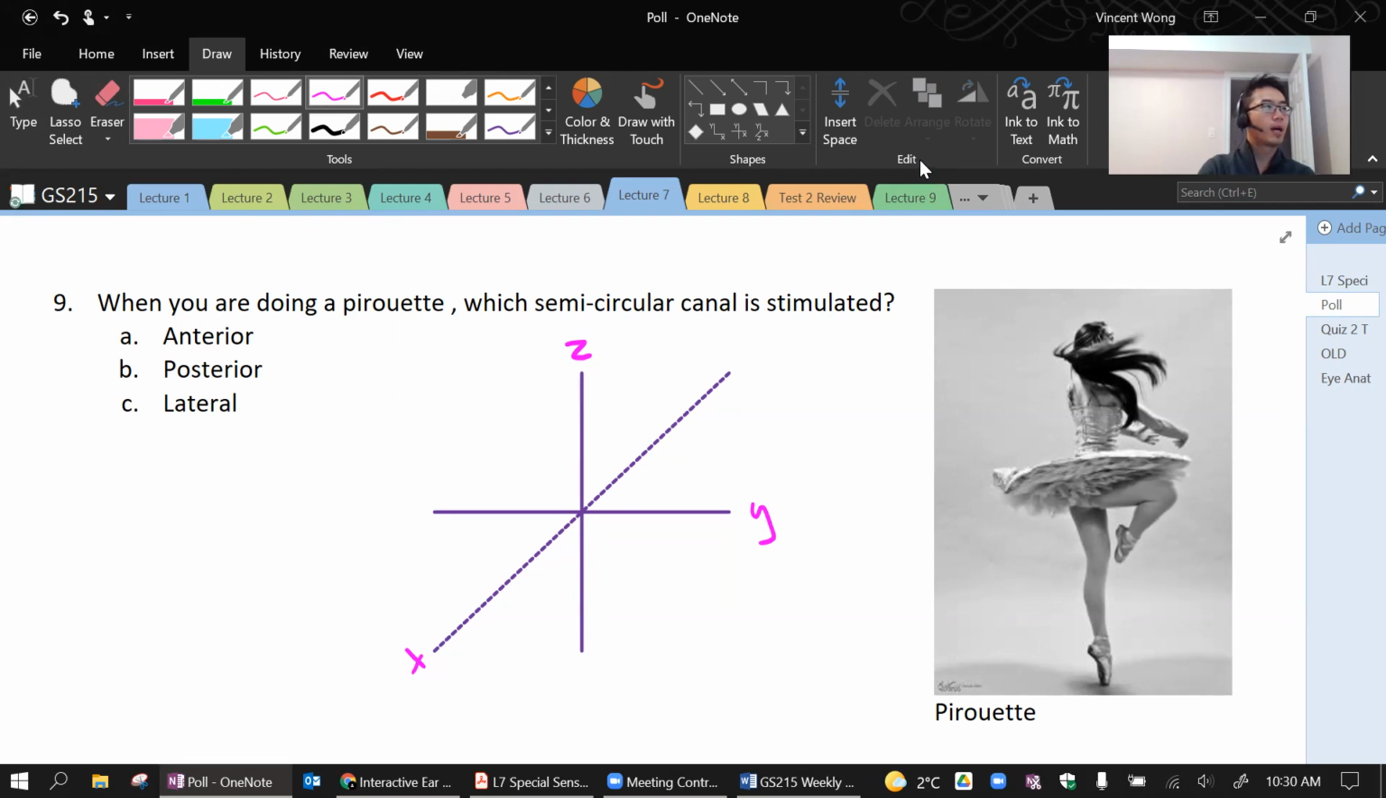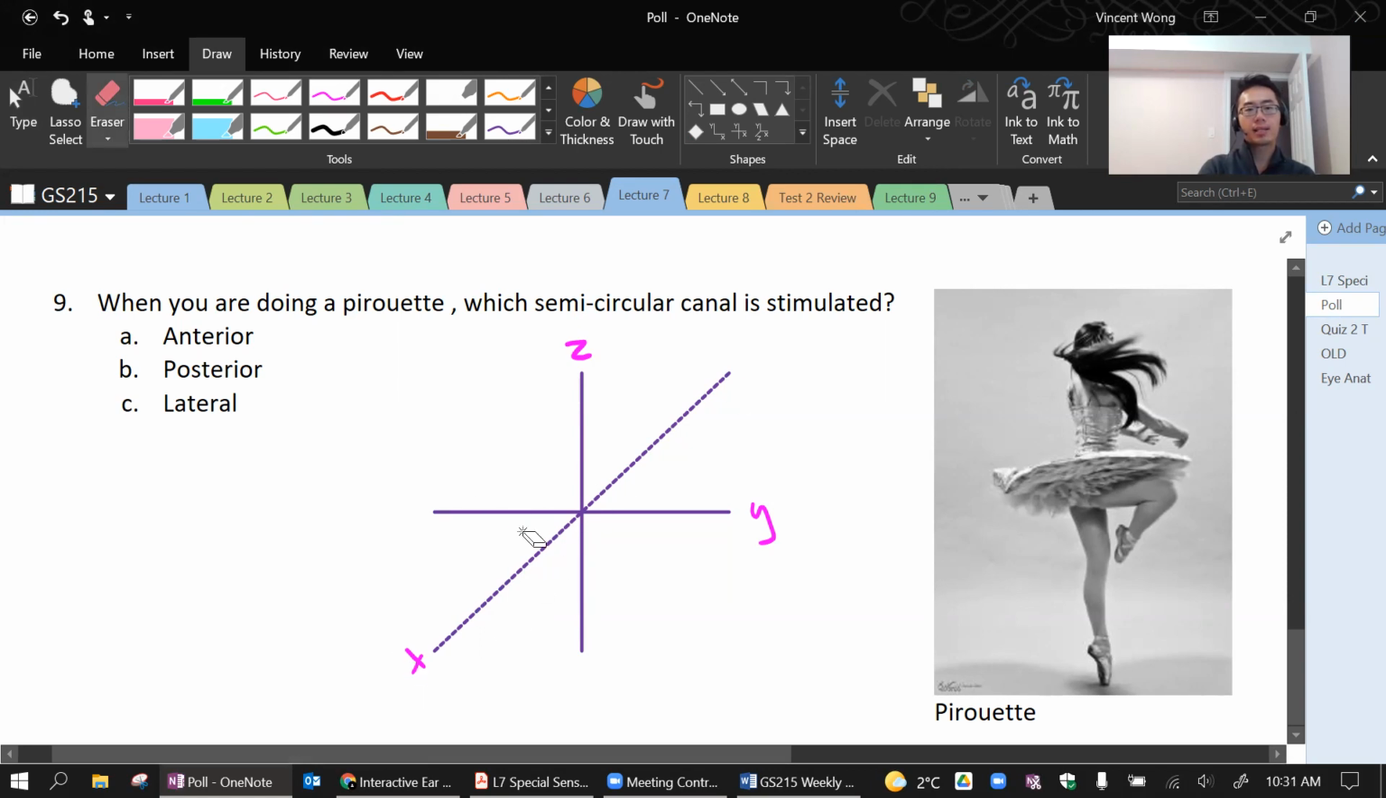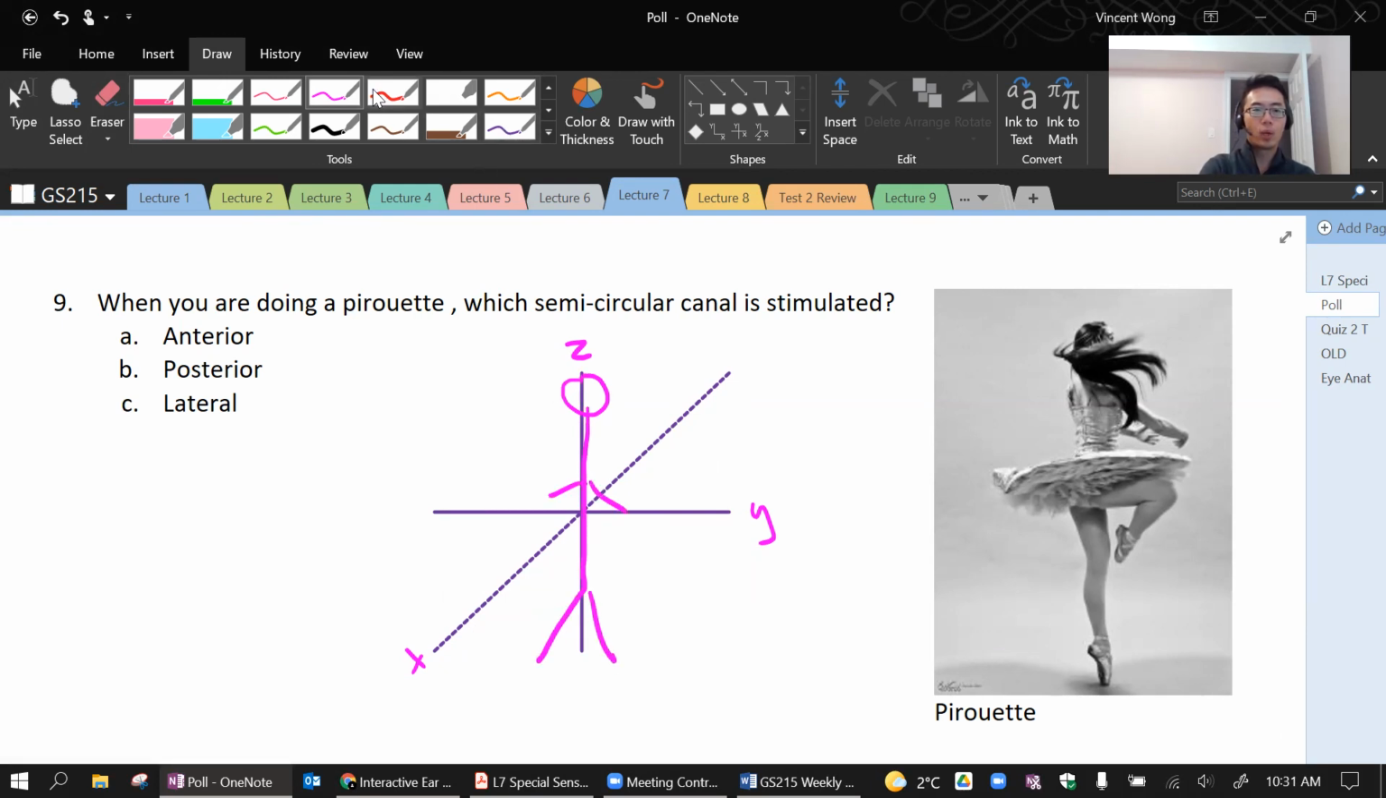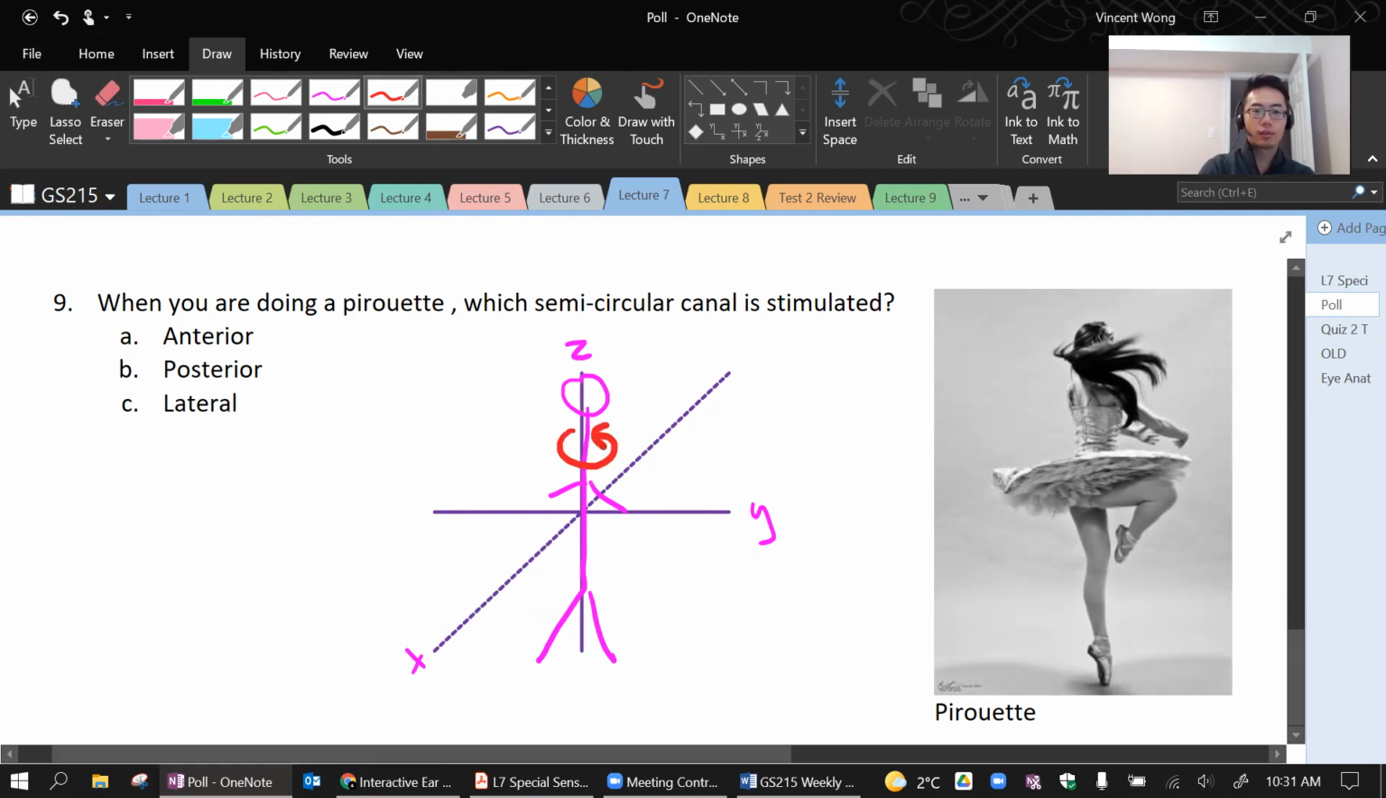Okay, I only have 3 people answering. The rest of you unsure? Okay, so basically there are 3 axes, right? The X and the Y and Z. I think of it as like the corner of the room. This would be the wall behind me, the wall on the side, and then the floor. If you think about a person standing here, a pirouette is basically a rotation on the z-axis, on the vertical axis.